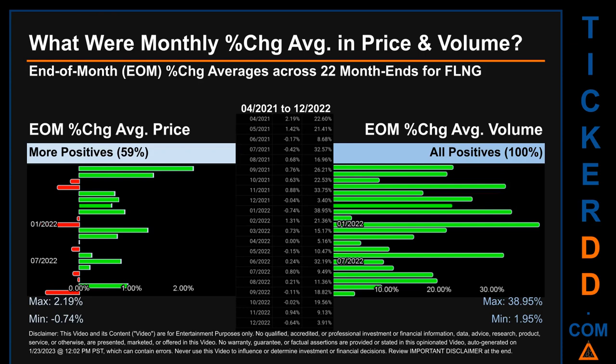Price saw an end-of-month max of 2.19% in average percentage change, along with a minimum of -0.74%. For volume, the maximum and the minimum monthly percentage change were respectively 38.95% and 1.95%.